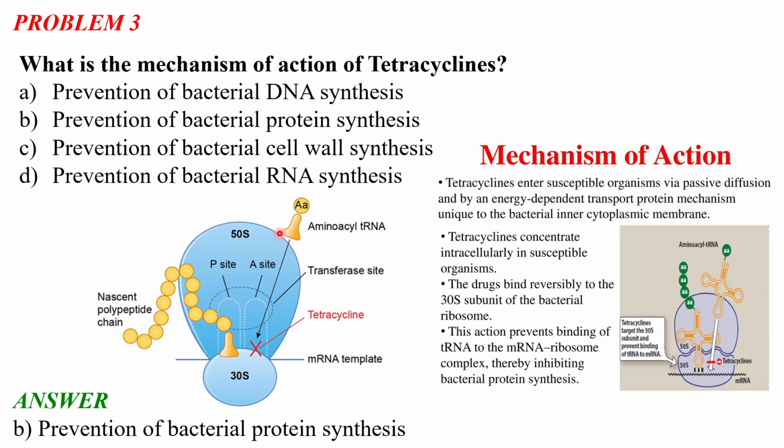Okay, so this is the structure of the bacterial ribosome. If you remember, I have discussed the structural differences between a prokaryotic ribosome and a eukaryotic one. In case of eukaryotes, we have 80S, with 60S and 40S ribosomal subunits, okay. But in case of prokaryotes, we have 50S and 30S ribosomal subunits. Here, this is the mRNA template, and this is the mRNA ribosome complex. Now there we have the tRNA, and we have two sites, one is the P site and one is the A site, okay, and this particular tetracycline binds to the A site, and this is called the transferase site.